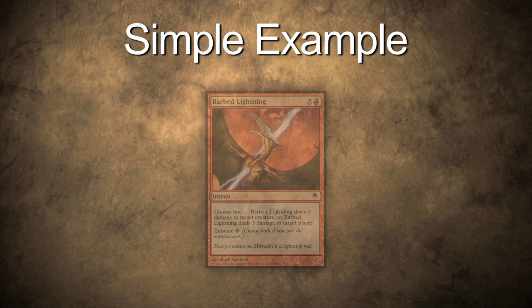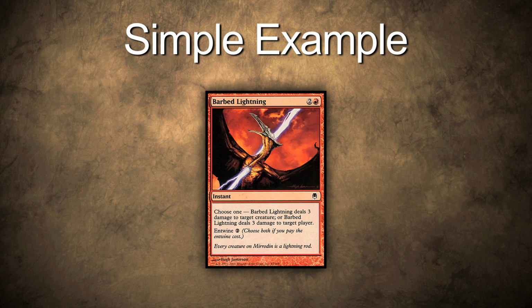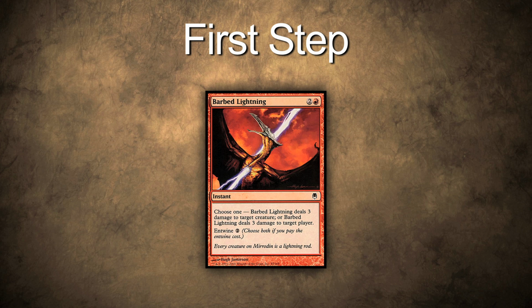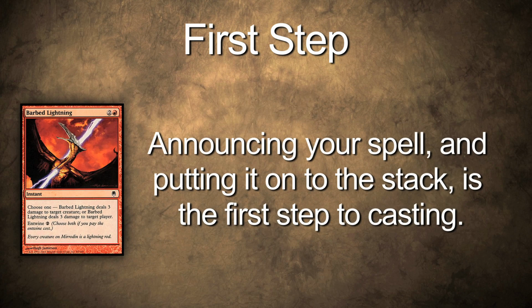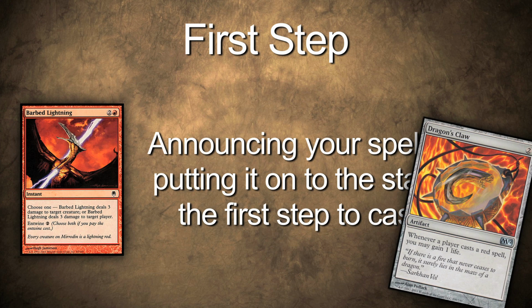Let's say you play a Barbed Lightning. You tap 3 mountains and say, I'll deal you 3 damage with Barbed Lightning. Is that okay? Now it's on the stack and everyone has a chance to respond to it or let it resolve. But a lot actually happened here. The first step in casting a spell that we're going to cover is to announce it and just put it straight onto the stack. It's not officially cast yet for things like Dragon's Claw, but that'll come later.